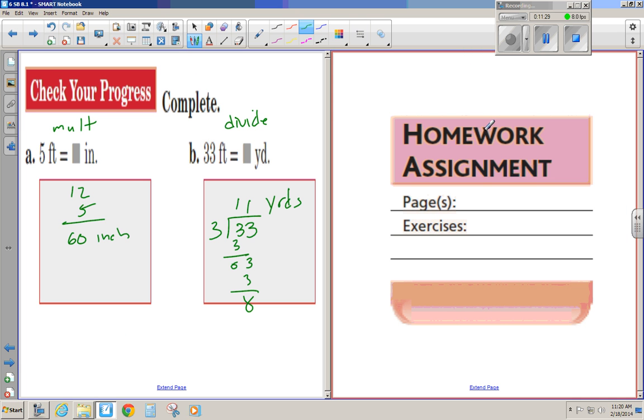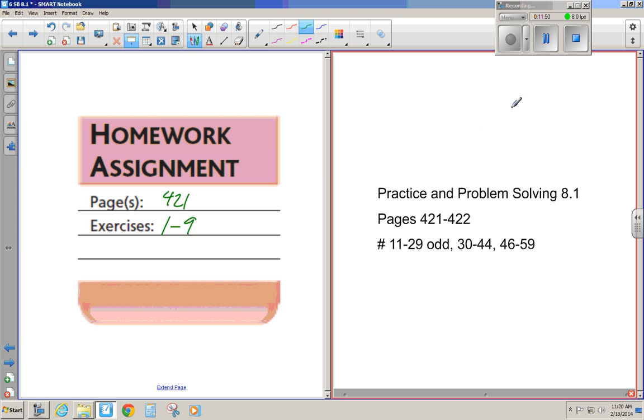Okay, so for your homework, you need to, of course, complete your note-taking guides. But on page 421, I need you to work on problems 1 through 9. And then, of course, as usual, we'll do these as our classwork.